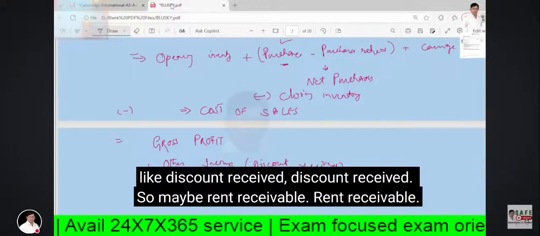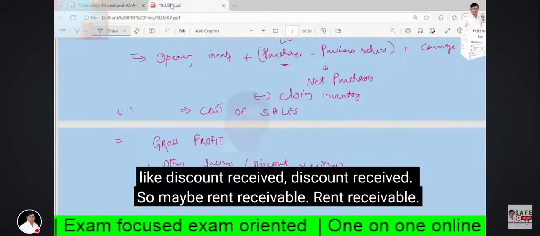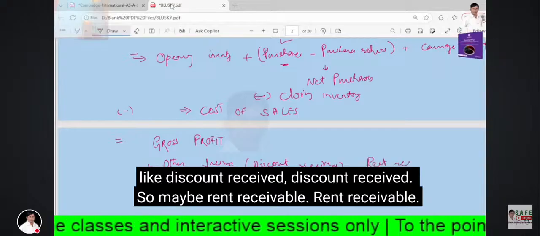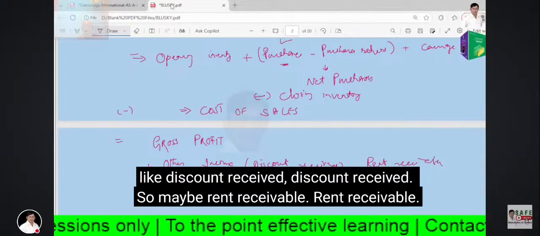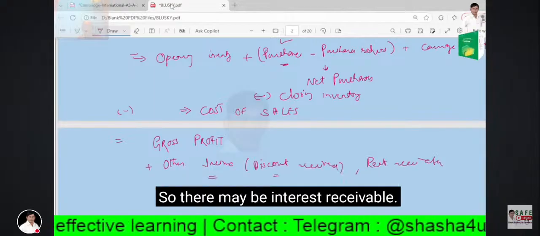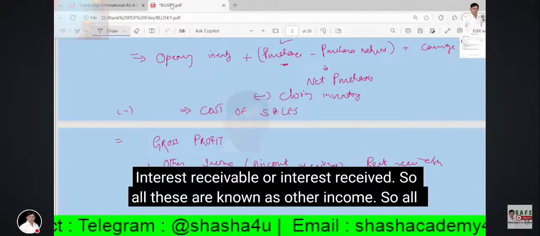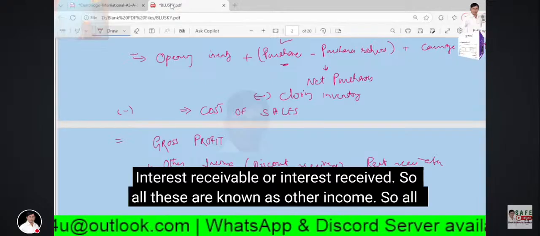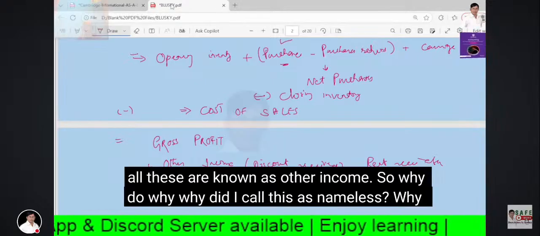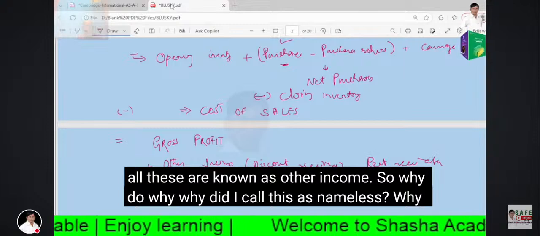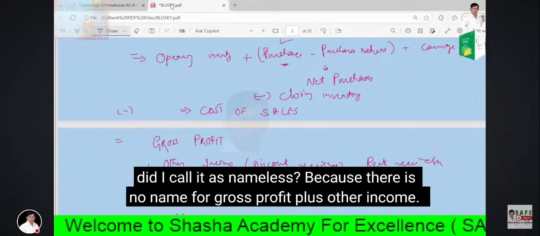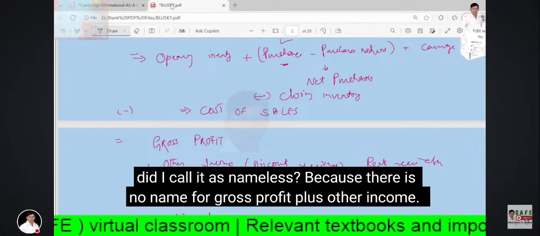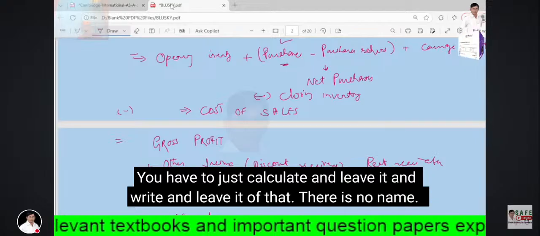Maybe rent receivable, or there may be interest receivable. All these are known as other income. So why did I call it nameless? Because there is no name for gross profit plus other income. You have to just calculate it and write it down.